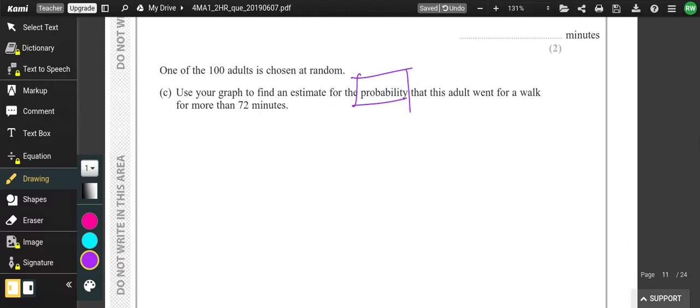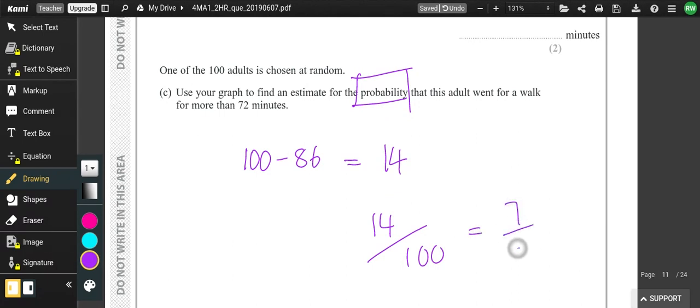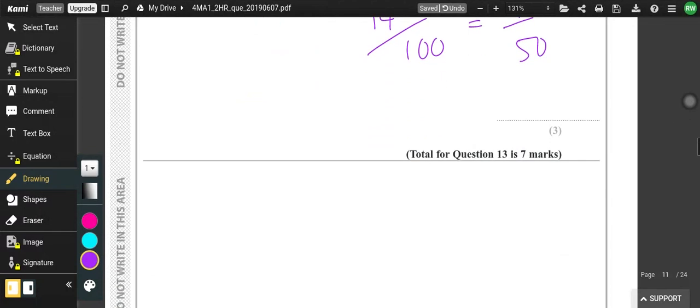So the number of adults above that is 100 minus 86, let's say, which is 14, not 24 as some of you put. And then as a probability, it will be 14 out of 100, or equivalent, so 7 out of 50, or 0.14, or 14%.